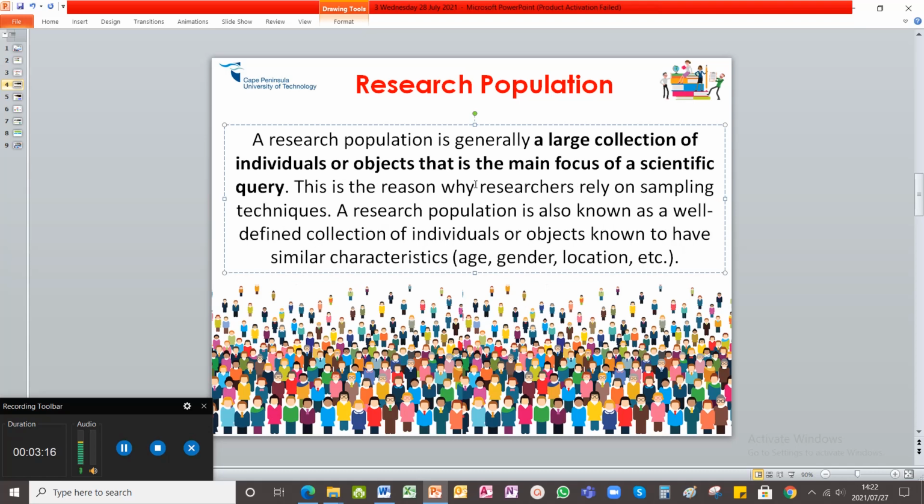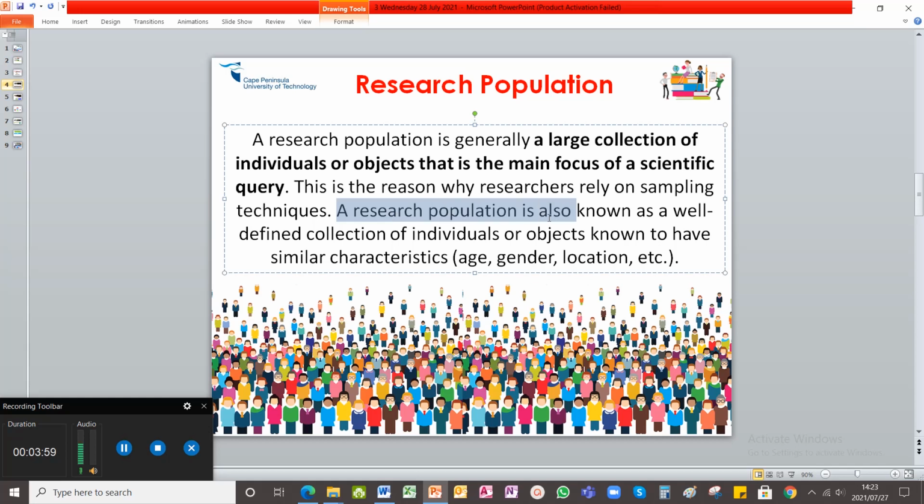This is the reason why researchers rely on sampling techniques, because you are not able to ask each and every person the same question. Apart from it being time consuming, you are going to get what's known as an overflow of information, which is not really needed when you are drawing a conclusion in research, when you are making findings. So what researchers do is they rely on sampling techniques, which we will discuss now, to gather only a few people, which is then known as your sample.